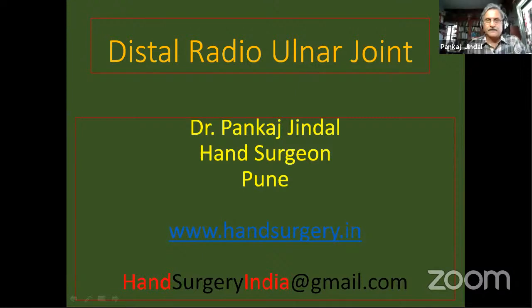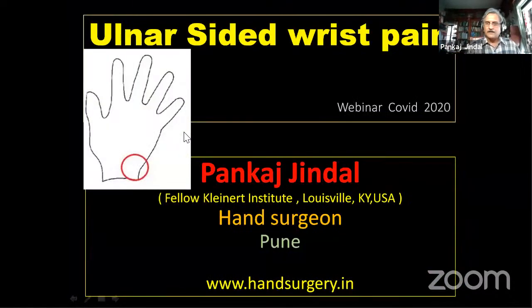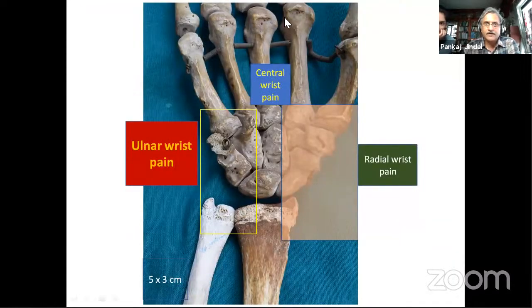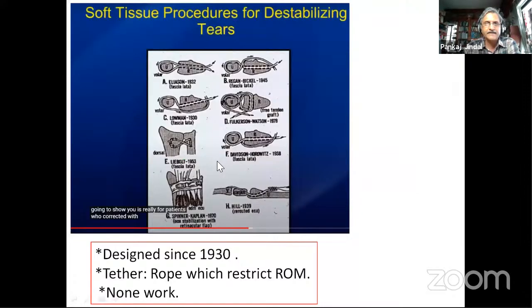Good evening, everybody. We are going to talk about distal radial ulnar joint instability here. This is a part of a significant number of problems occurring on the ulnar side of the wrist, and the distal radial ulnar joint is one of the common manifestations of pain and instability on the ulnar side of the wrist. If you see the wrist as such, there is pain on the radial side, pain in the center, and pain on the ulnar side. In this 5 by 3 centimeters, almost 50 things are happening.